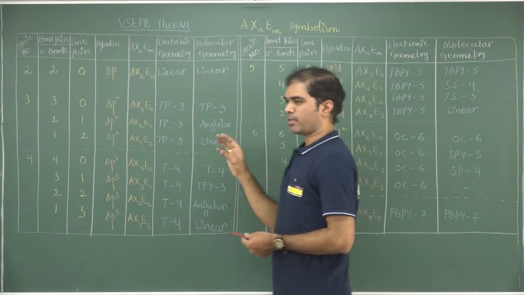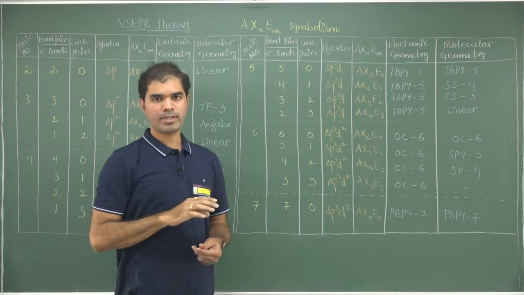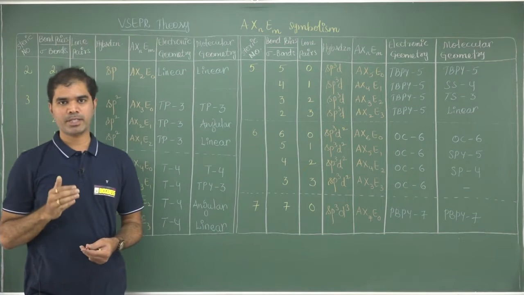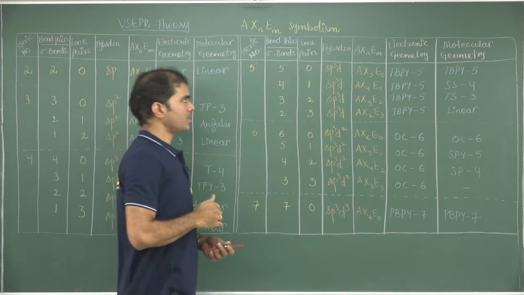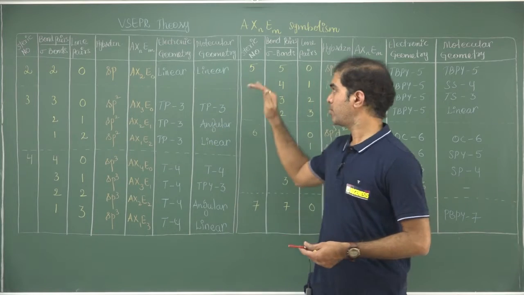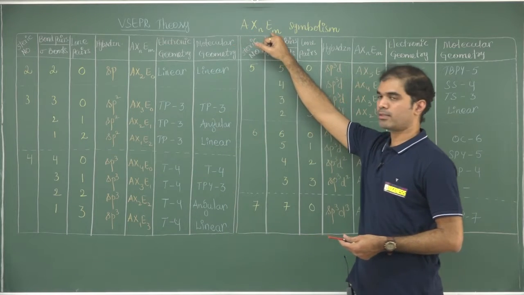Now in this session I will be discussing the VSEPR theory and the AXE symbolism with the corresponding geometries. According to VSEPR theory, if I want to define a particular geometry, it is very convenient for me to take a particular symbolism, and this symbolism has been given an abbreviation of AXE.